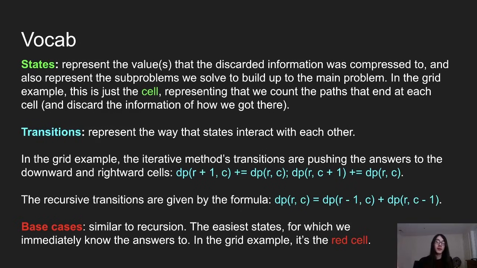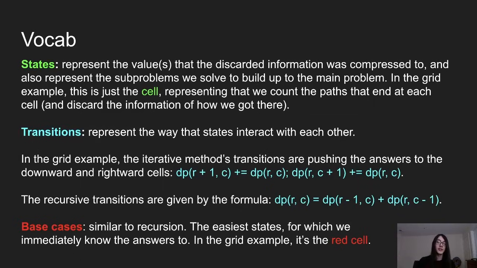Alright, before we get into more problems, let's establish a bit of vocab related to the grid problem so you can understand it in context. If you want more examples of the vocab, you can check out the section with more problems that comes later in this video. So the first thing in the vocab is the state. The state essentially represents the values that the discarded information was compressed to. It also just represents the subproblems we solved to build up to the main problem. In the grid problem, this is just the cell, because we compressed all paths ending at that cell into just the number of paths ending at each cell. So the only information that matters is the ending point, which is the cell.